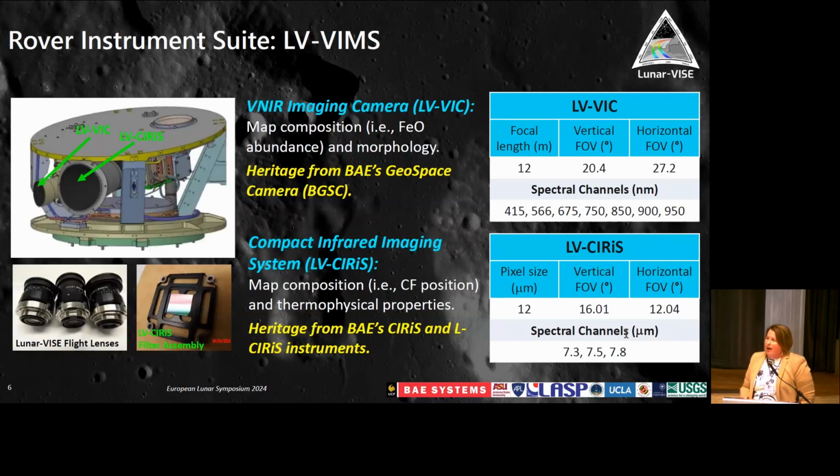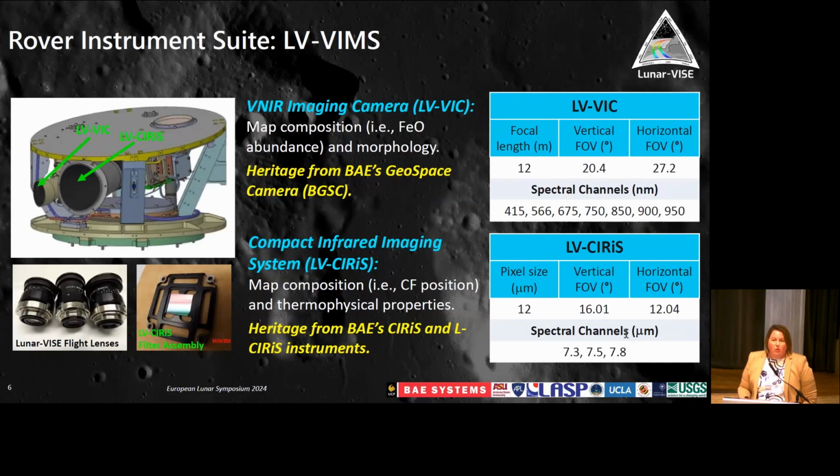Just a bit about the two multispectral cameras that comprise LV-VIMS. First, we have a multispectral visible and near-infrared imaging camera, which we call LV-VIC. LV-VIC has 7 spectral channels, which you can see here. Most of those will look very common to you because these are spectral filters that have already flown on things like Kaguya, Clementine, and LROC WAC. Again, we'll be able to take our surface measurements and directly correlate those to the orbital data sets that we already have in hand.